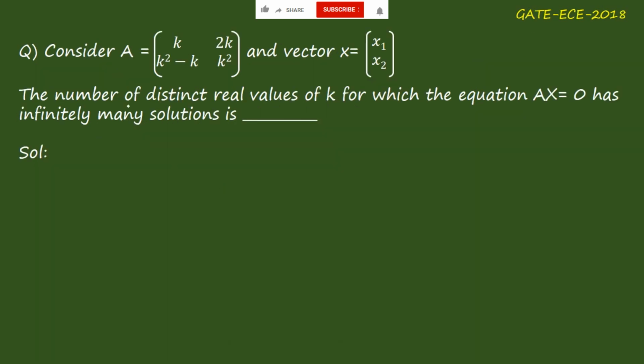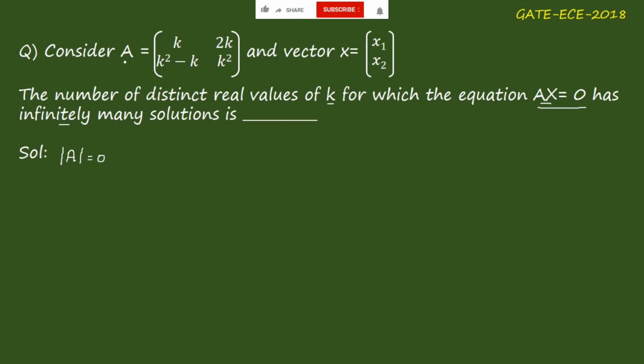Go to the next question. The question is: consider A, which is k, 2k, k squared minus k, and k squared, and vector x equal to x1 and x2. The number of distinct real values of k for which the equation Ax equal to 0 has infinitely many solutions. So it is talking about the homogeneous equation, Ax equal to 0. It should have infinitely many solutions, so we can say that the determinant of matrix A should be equal to 0.